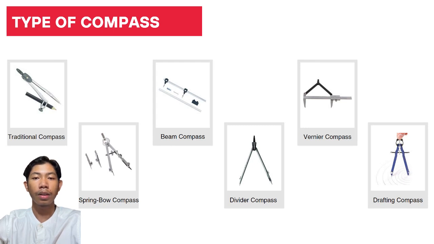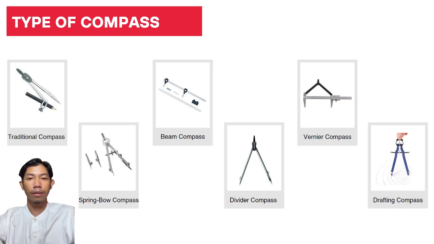Divider compasses are frequently used in technical drawing, mapping, and measurement work. Next is the vernier compass. A vernier compass is a type of compass that includes a vernier scale for more accurate measurement. It enables users to read measurements with more accuracy by utilizing the scale's tiny gradations. Vernier compasses are widely used in science, geology, and surveying.